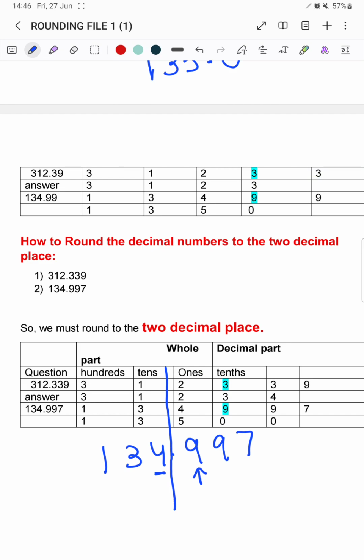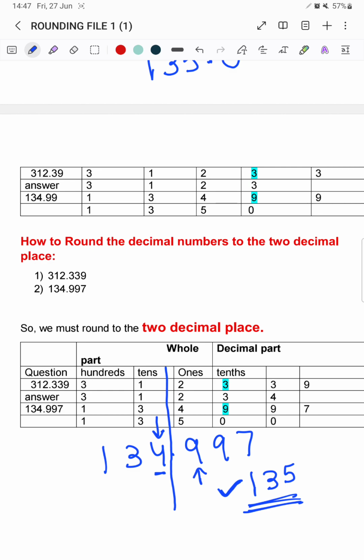The immediate next digit is 9, which is more than 5. So we will raise this digit, and this will become 135. But because here I am taking an example of giving the answer as a whole number, I will just write 135. I will not make it 135.0 or anything like that. That would be wrong, because that will not be a whole number. It would be a decimal number.